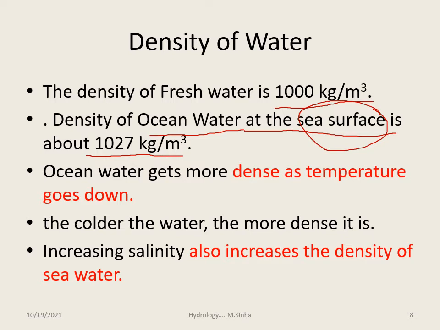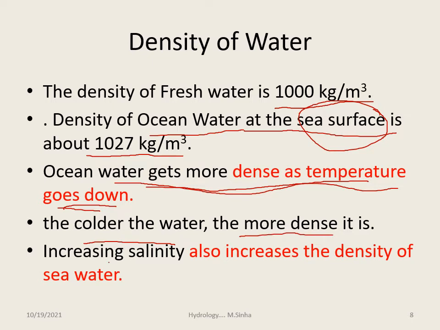So ocean water gets more dense as temperature goes down. We are all familiar in climatic condition that cold air is denser. Similarly, cold ocean water is denser. Okay, and warm air is lighter, like warm ocean water is lighter. So cold ocean water gets more dense as temperature goes down. The colder water is more dense.